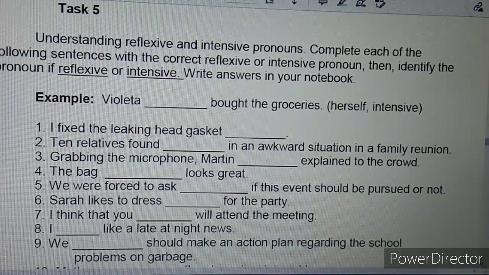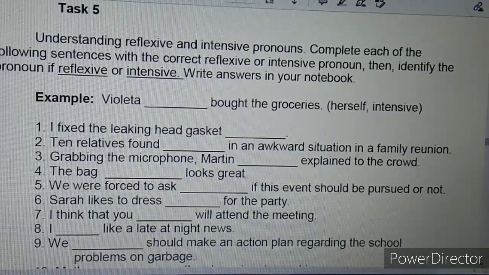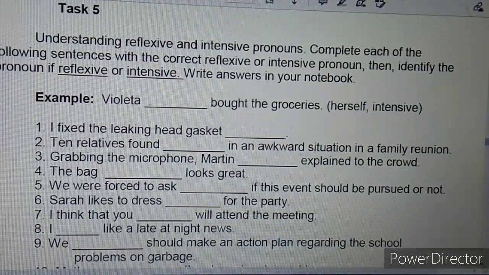Now let's move on to number 4. The bag blank looks great. So using the subject, the bag, what do you think is the correct answer? The correct answer is, yes, itself, comma, reflexive.